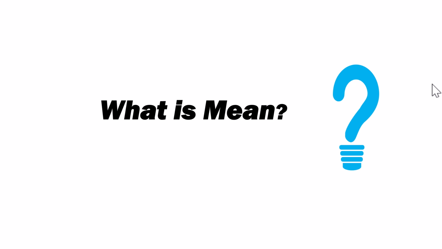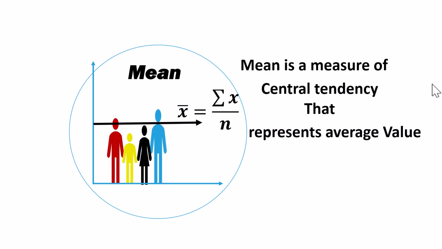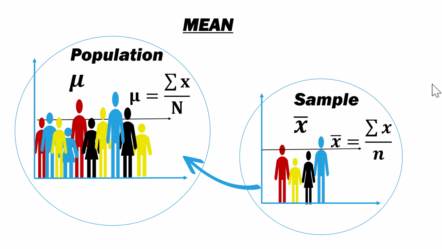Let's start with the question, what is mean? The mean is a measure of central tendency that represents the average value in a collection of numbers. X bar represents the sample mean, and the Greek letter mu represents the population mean. Actually, there is not much difference between these two formulas. The uppercase N symbol represents the total number of observations in the population. The lowercase n represents the total number of observations in the sample.